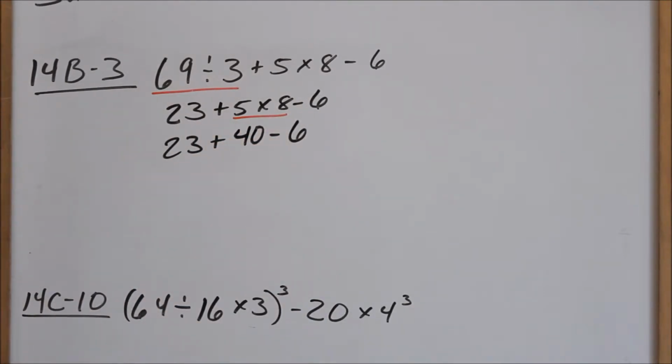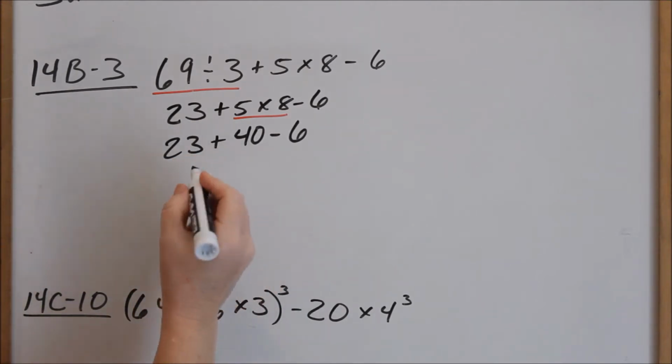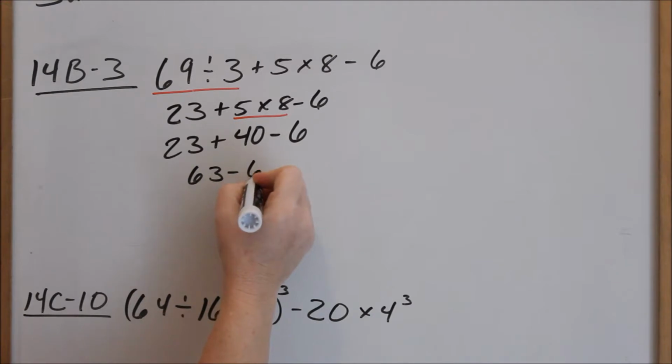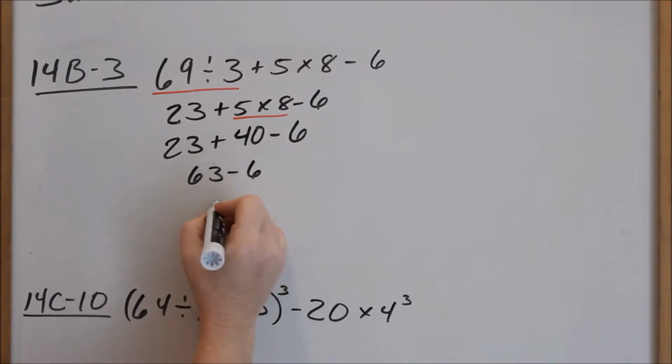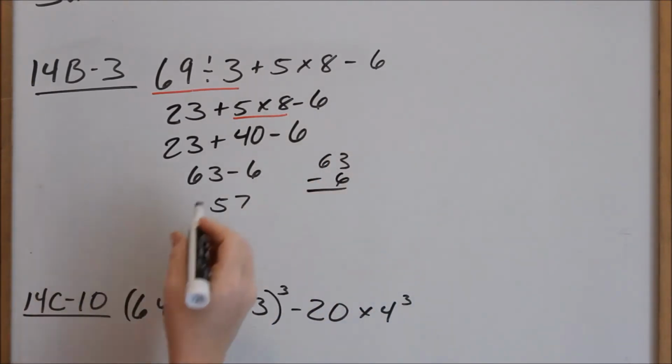Now I only have addition and subtraction left. PEMDAS says do it from left to right, the way that we read. So you do this first, 23 plus 40, 63 minus 6. 63 minus 6 should be 57. There's nothing wrong with coming off to the side, going through and doing all your borrowing.